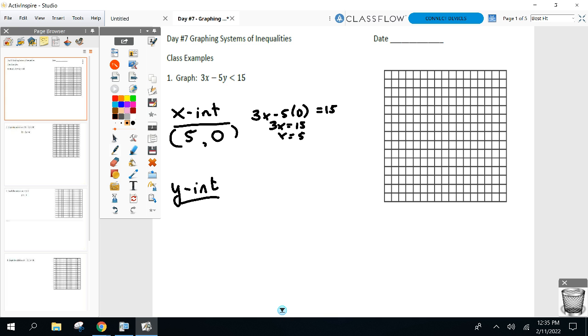Now find the y-intercept. What do you think I'm going to do here? Put 0 in for x and solve for y. 3 times 0 minus 5y equals 15. Again, I like plugging the 0 in because it totally wipes out the left side. You get negative 5y equals 15, so my y-intercept will be negative 3. All right, so I know the 2 points. You got a line now.